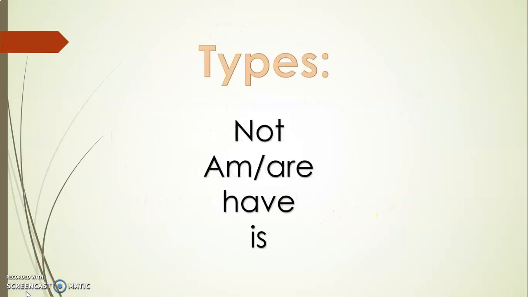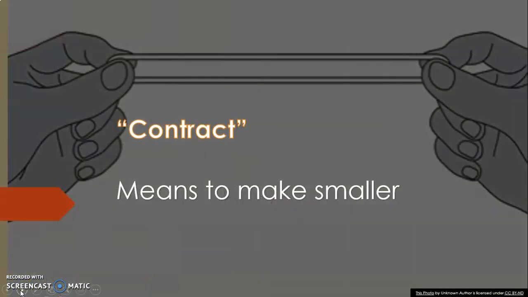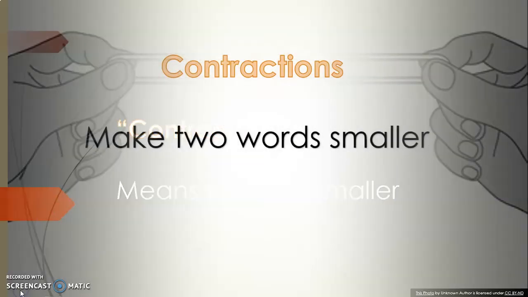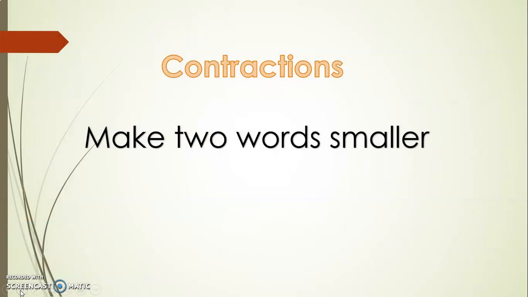All right, so as discussed last video, there are different types of contractions. There are ones with the word not, am, and are, like we're going to practice today, have, and is. First things first, what's contract? Contract means to make something smaller. So contractions are when we have two words and we just shrink them into one and make them smaller.